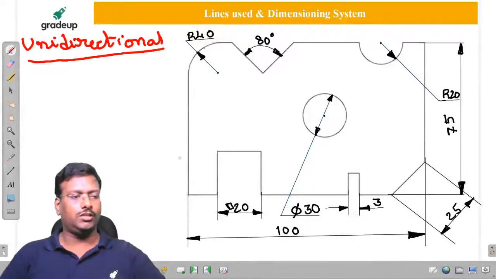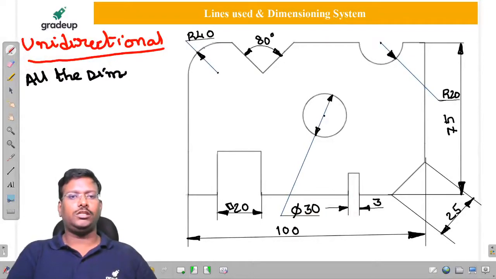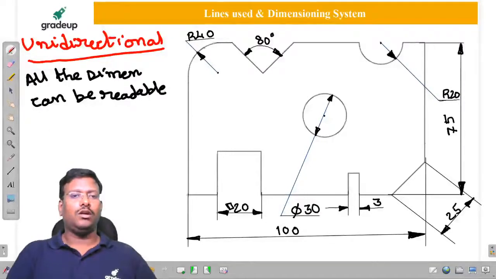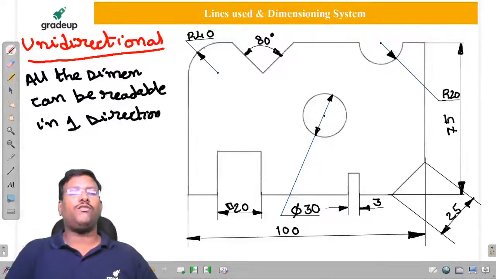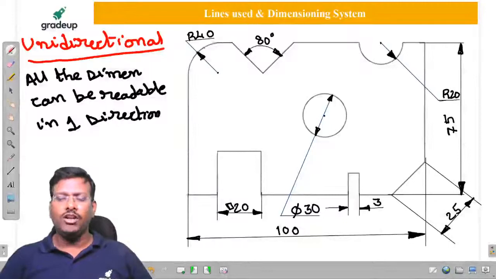All the dimensions can be readable in one direction only. So what is the direction, sir? From the bottom. First preference is from the bottom. Sir, only 75 I have to modify.